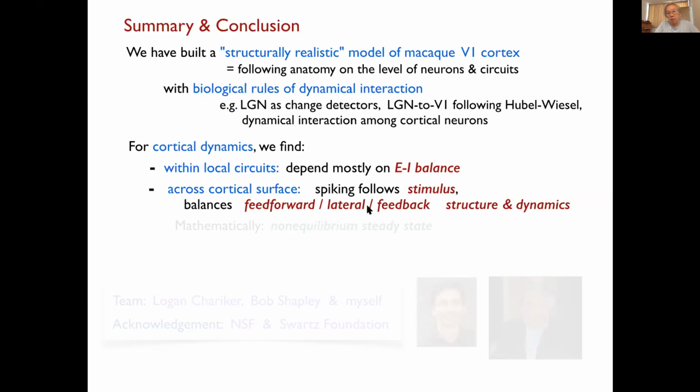First of all, it follows the stimulus. It better follow the stimulus or we wouldn't be seeing anything. But it's also a complicated balance between the feed-forward input, the lateral contribution, and feedback. And here, both structure and dynamics of feed-forward, lateral, and feedback all count. The feed-forward would have to be what LGN gives it. The lateral in this layer, there are no long-range connections, but otherwise it matters whether or not there are long-range connections, and it matters how much feedback.